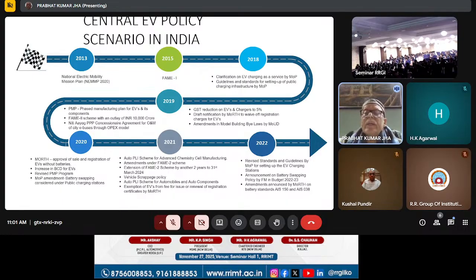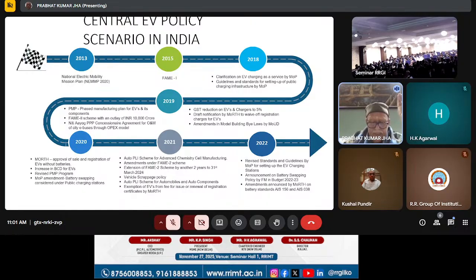So classification on EV charging as a service by MOP, guidelines and standards for setting up of public charging infrastructure by MOP. So now you come to 2019, 20, 21, and 22. So 2019, phased manufacturing plan for EVs, its components. FAME 2 scheme is there.